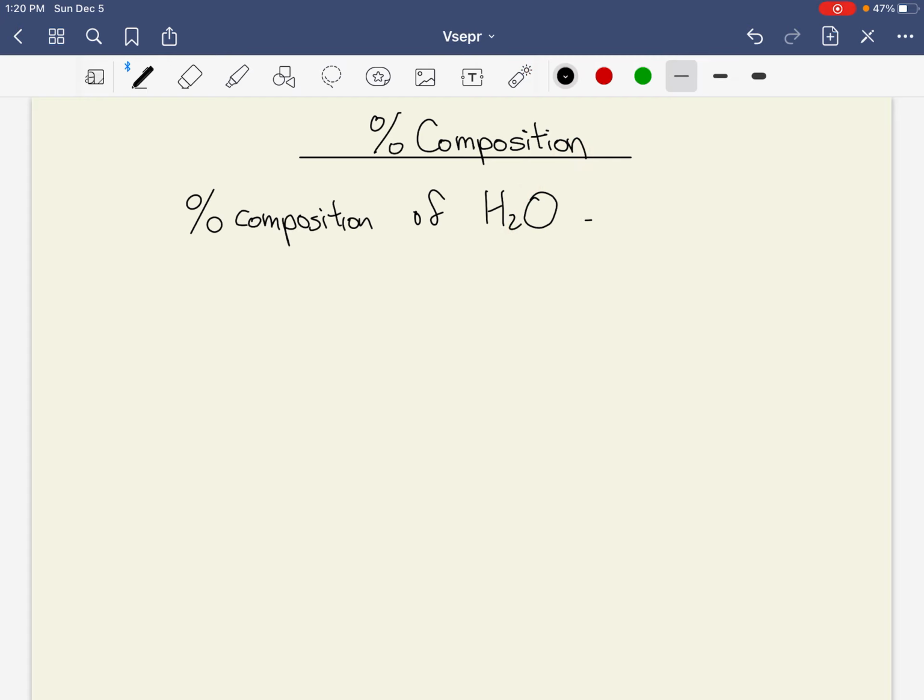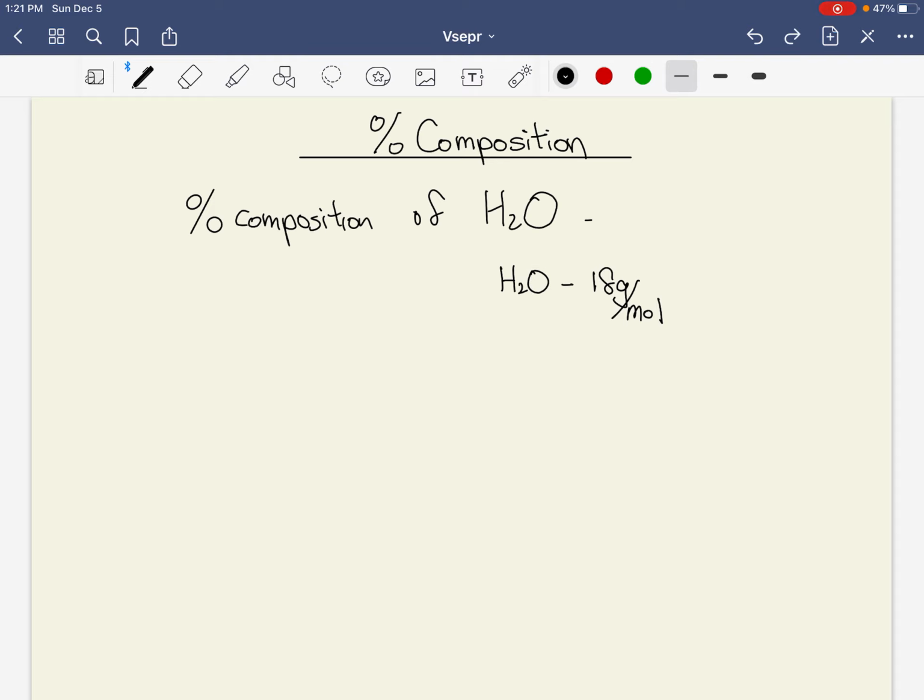Now, what we do know is that H2O has a molar mass of 18 grams per mole. We got that from hydrogen having an atomic mass of 1, there are two of them, and oxygen having an atomic mass of 16. So I'm going to add 16 plus 1 plus 1. That's where I got the 18 from. I like to round it to the nearest 1. So out of 18 grams per mole, what percentage belongs to hydrogen, and what percentage belongs to oxygen?